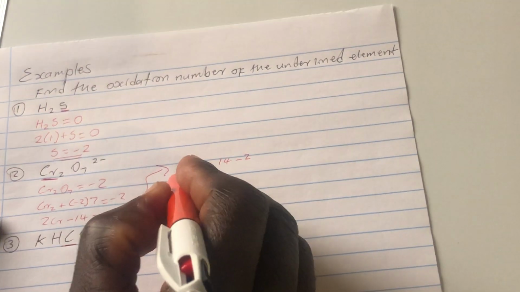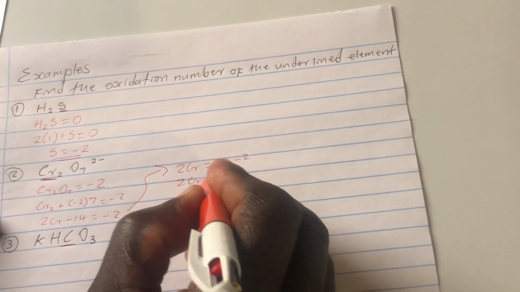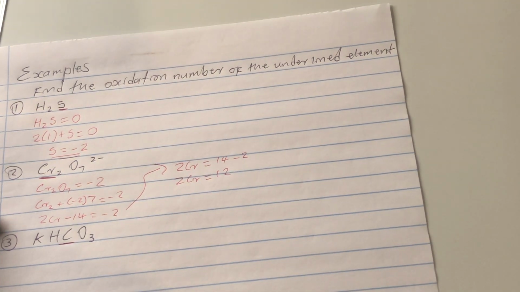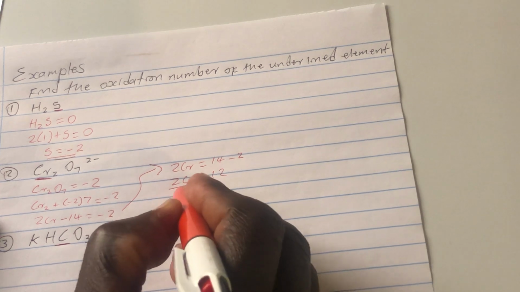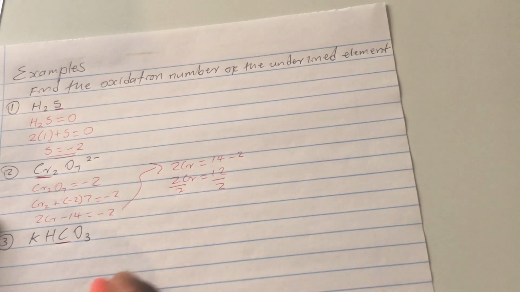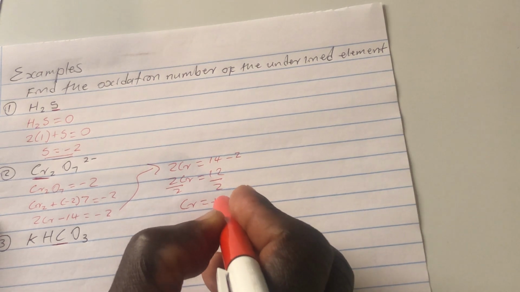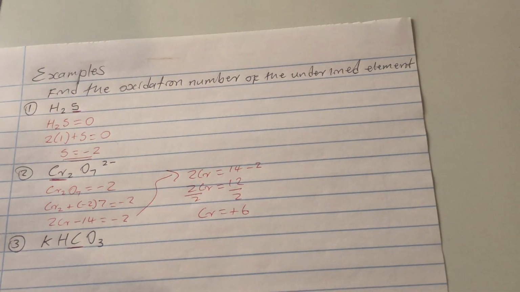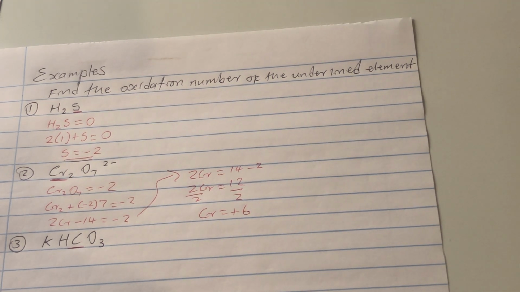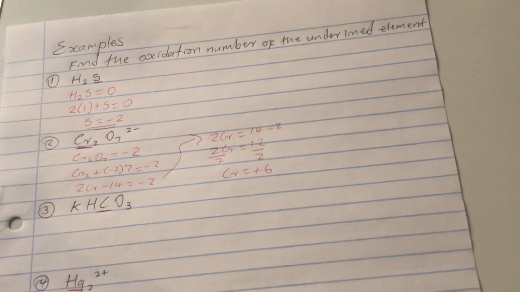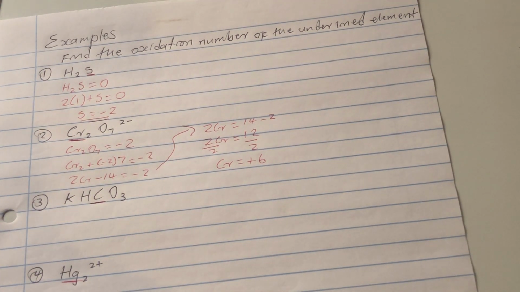Then next step, 2Cr equals 14 minus 2, which is 12. Then we divide by 2. The final answer will be Cr equals plus 6. This is the oxidation number of Cr. Let's move to the next one.